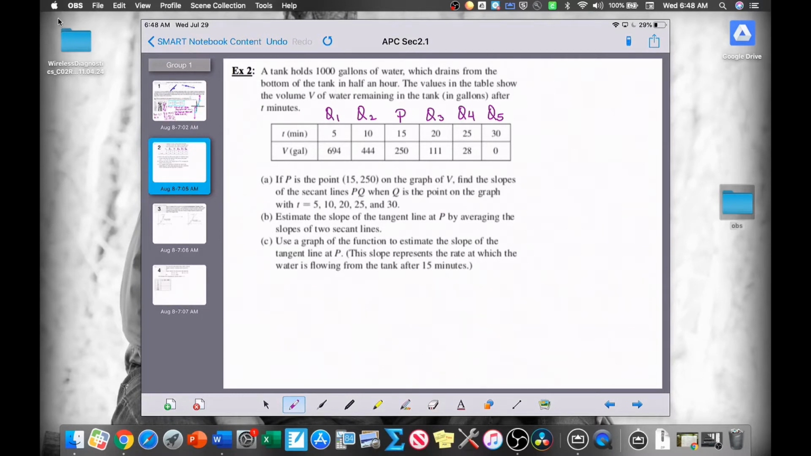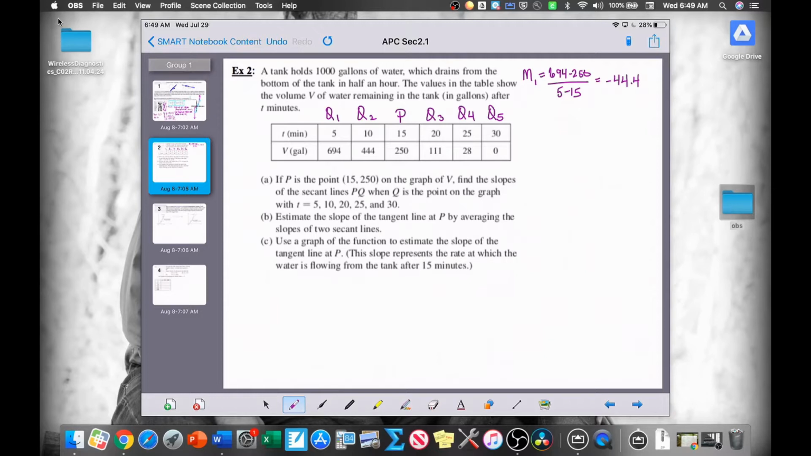Okay, so if we're trying to find the slopes of each of these secant lines, like the secant line that is created between Q1 and P, Q2 and P, Q3 and P, Q4 and P, and Q5 and P, we're just asked basically to calculate 5 slopes. M1 will be the slope between Q1 and P. So my slope is going to be 694 minus 250 divided by 5 minus 15, which gives us a slope of negative 44.4.